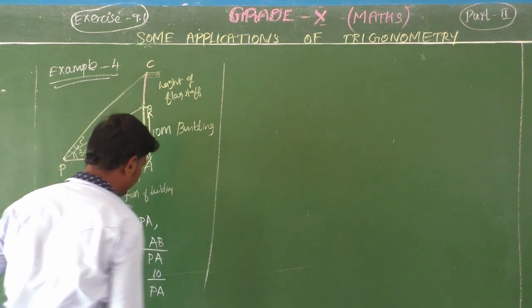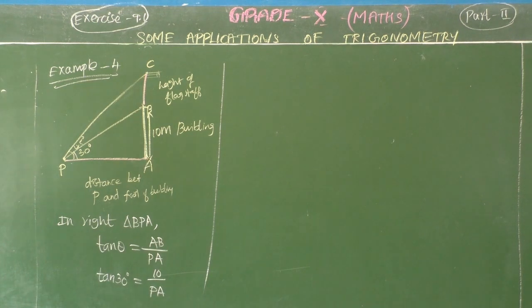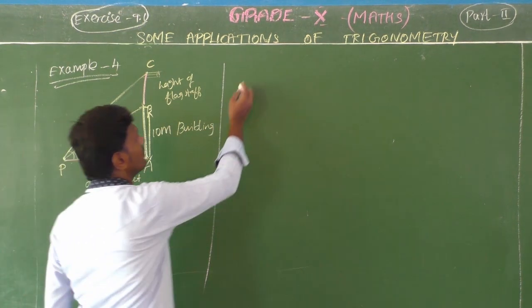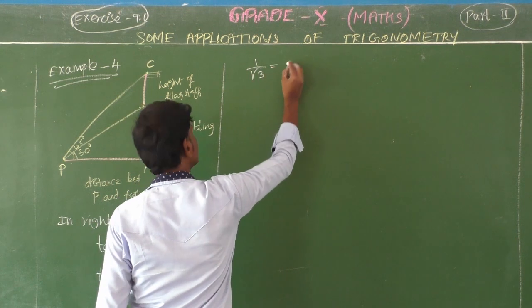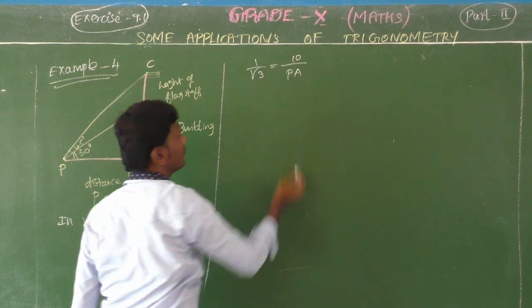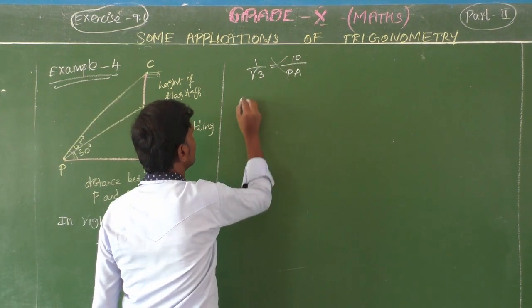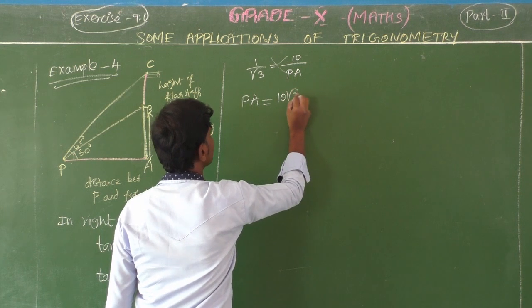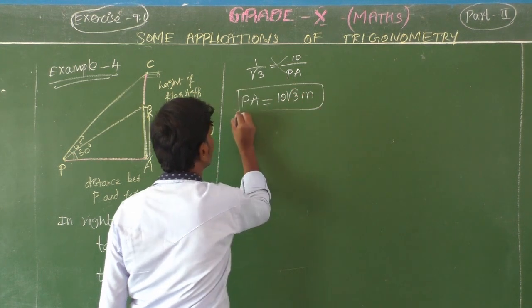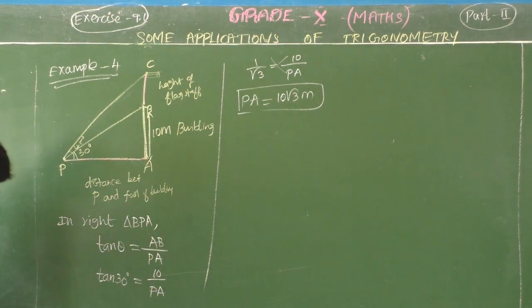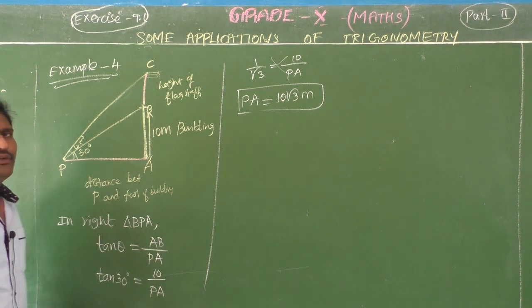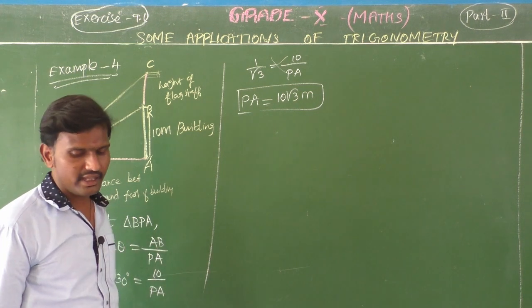Now already you know the value of tan 30 degrees is 1 by root 3. So 1 by root 3 equals 10 by PA. Here I need the value of PA. Taking cross multiplication, PA equals 10 root 3 meters. So PA is the distance between the point and the foot of the building.